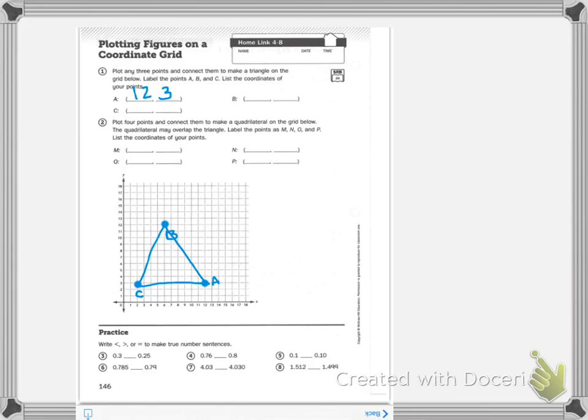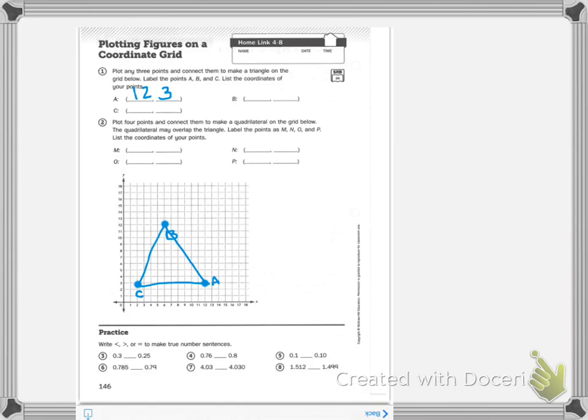So you should have a triangle now on your coordinate plane. I hope you're using a straight edge. It was a little hard for me to draw a straight line. You can see that C and A should be perfectly in line together.